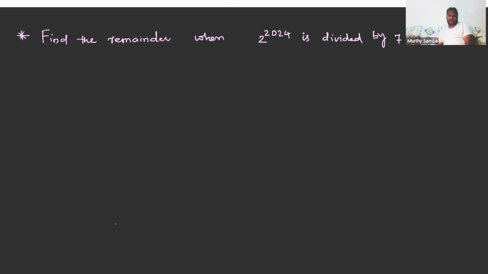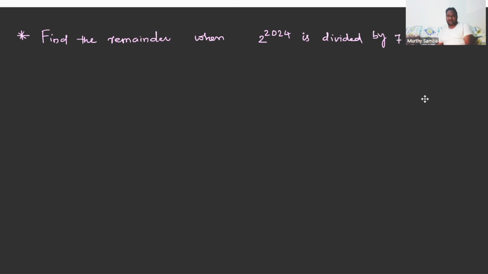Now we are going to discuss one of the interesting topics of number systems. See, I have written a question there. Find the remainder when 2 power 2024 is divided by 7. See, such a huge number, right? 2 power 2024. And how do you divide that number by 7?